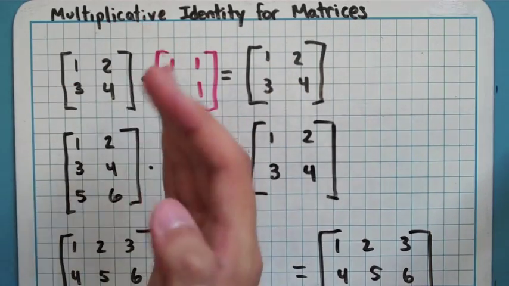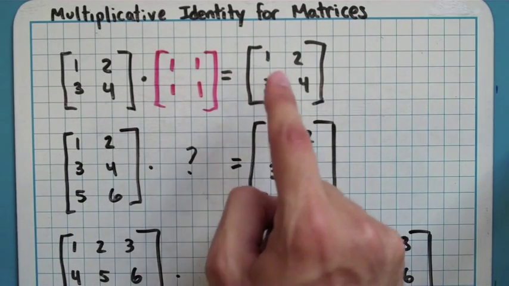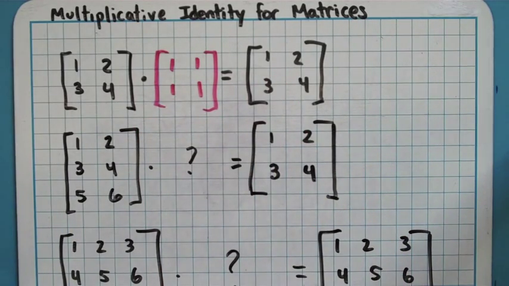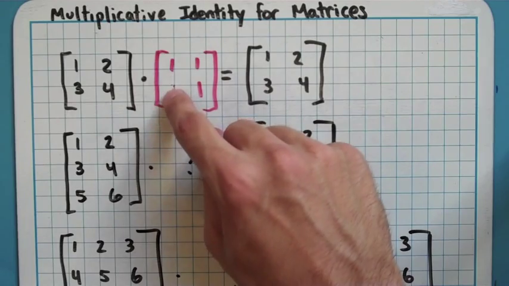The karate chop process does not work with this matrix right here. It doesn't give you this answer if you multiply them. If we were to multiply straight across, it'd be great, but that's not how multiplying works. So unfortunately, this wasn't the answer.